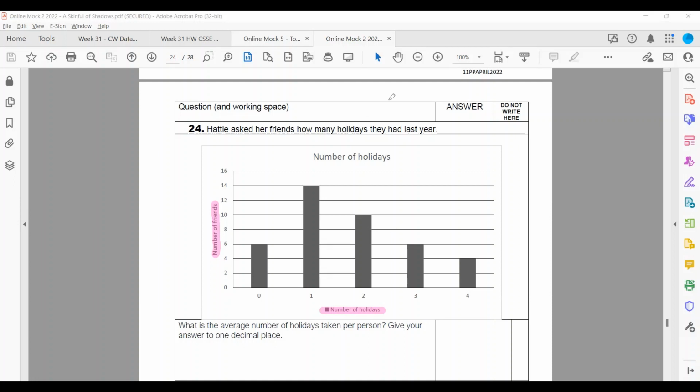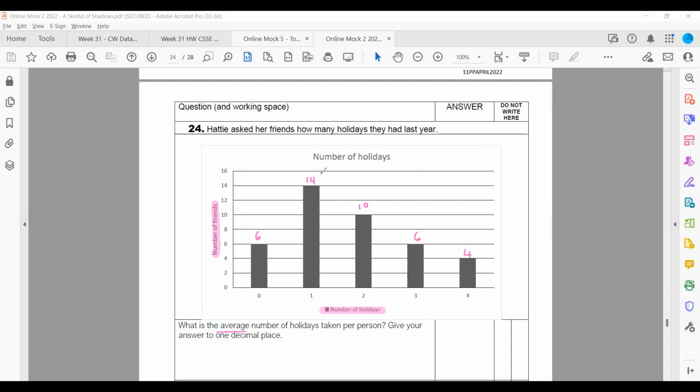And we're now going to go and have a look at the question. So again, before you start, you can annotate the bars, and you could put your totals at the top of each bar. So there were 6 friends that had no holidays. There were 14 friends that had 1, 10 that had 2, 6 that had 3, and 4 that had 4. Now they've asked you to find the average number of holidays taken per person.